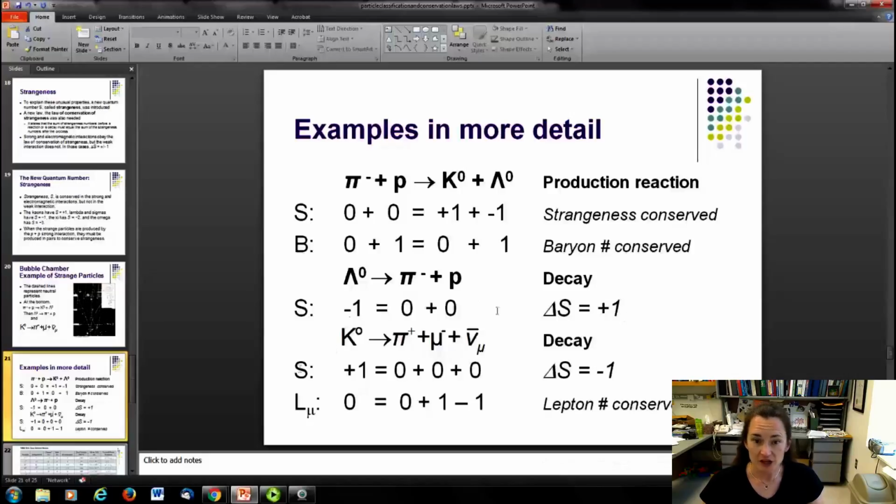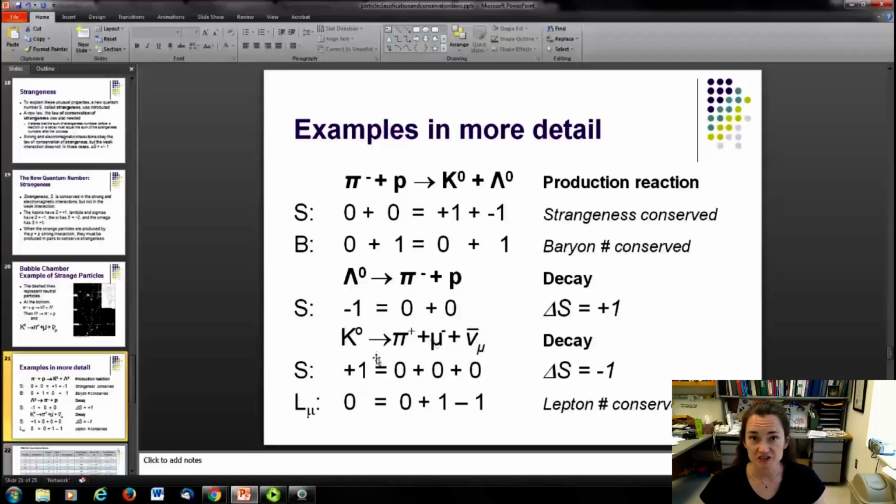Now, your baryon number is also conserved. We kind of talked about this above. So you have a lambda, which has a baryon number of 1 on the left, pion, nothing, no baryon number. On the right, a baryon, so 1 equals 1, so baryon number is conserved.